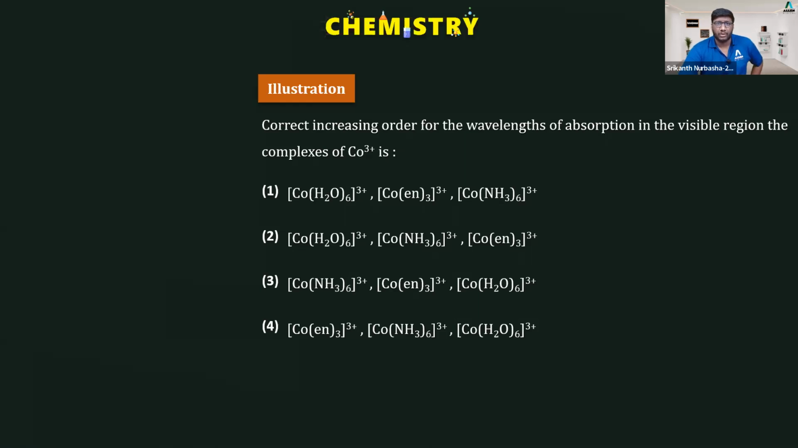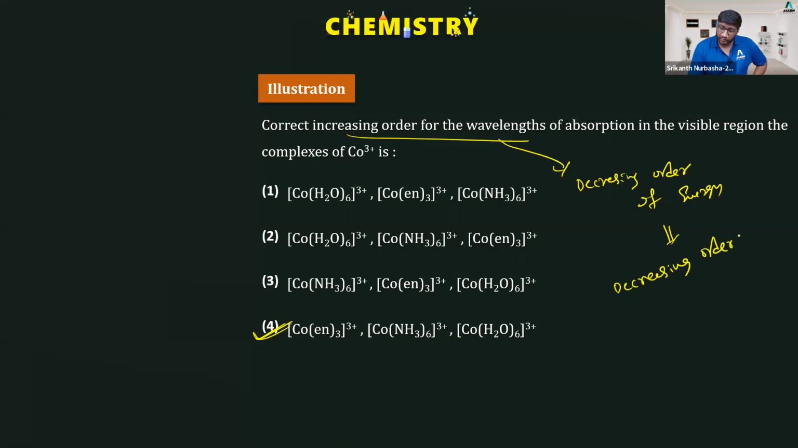Fourth option. So which is the strongest ligand? Among ethylene diamine and ammonia, which is the strongest ligand? Ethylene diamine. Ethylene diamine is the strongest ligand. So strongest ligand means obviously the lowest wavelength. So option 4 will be the right option. Increasing order of wavelength means decreasing order of energy, which means decreasing order of ligand strength. Very simple, right?